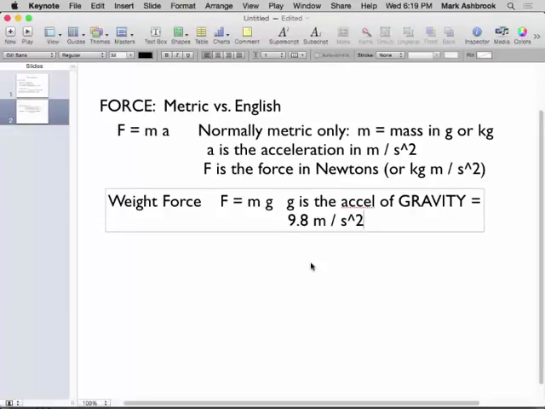Okay, so what else do we need here? In English, it's 32.2 feet per second squared.